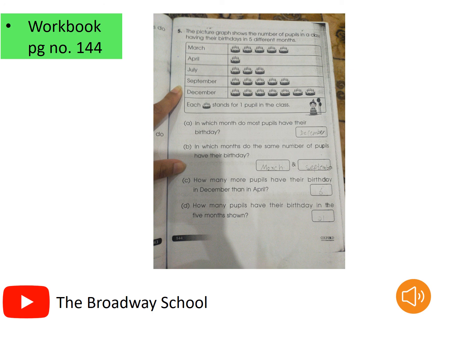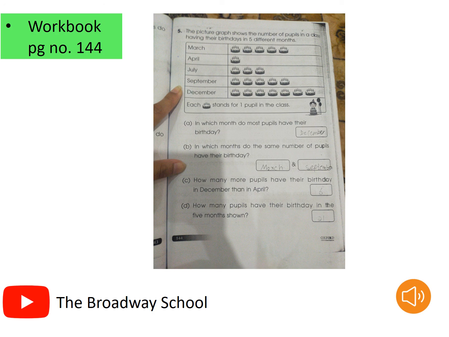Part A, I am going to solve it. In which month do most pupils have their birthday? In December, because in December you can see there are more cakes than other months. In part B, in which months do the same number of pupils have their birthday? It's March and September because you can count the cakes, they are the same, 5 and 5. March and September are the same.